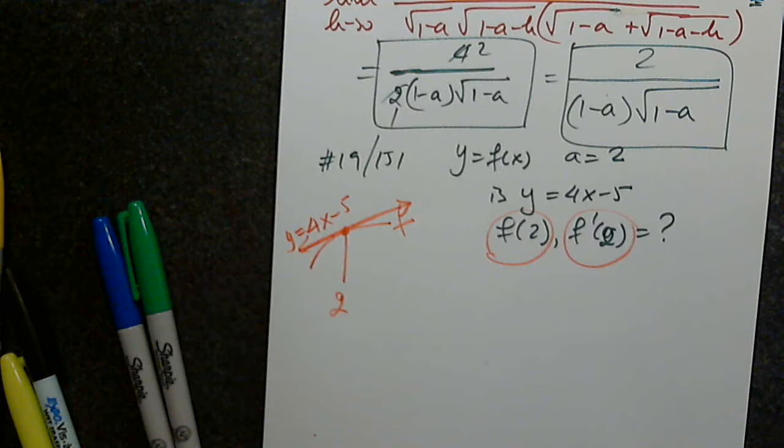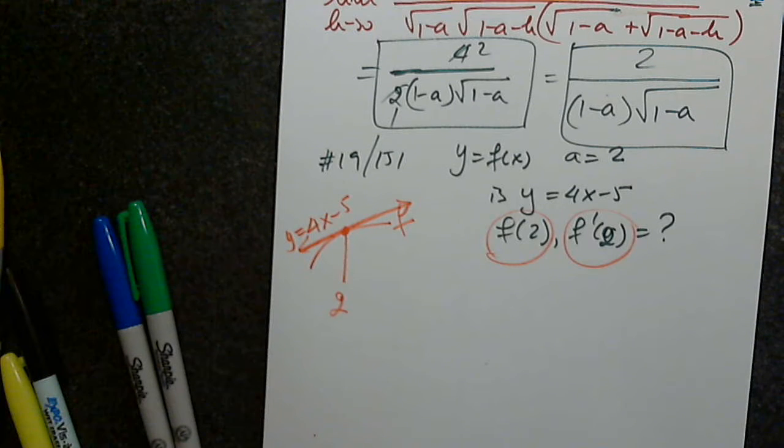They're asking us to find f of 2, and they're asking us to find f prime of 2. So let's first analyze f prime of 2. What does f prime of 2 say? It means the slope of the tangent line to the graph of f at that point is 2.